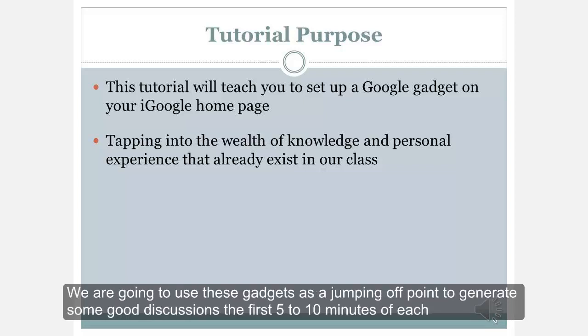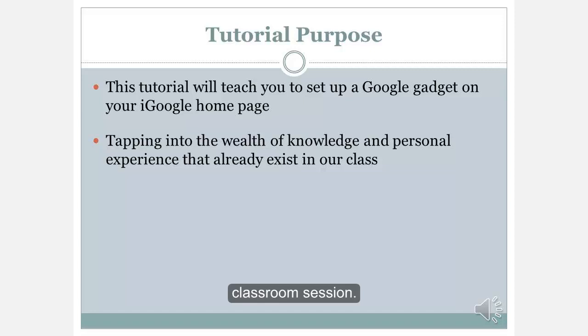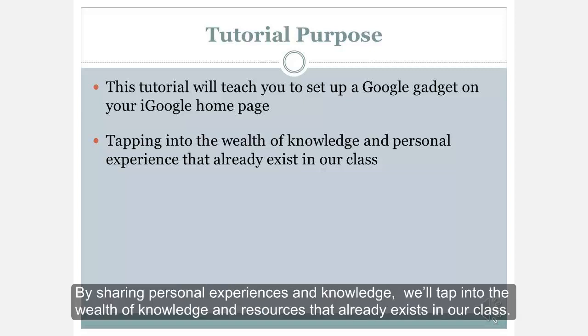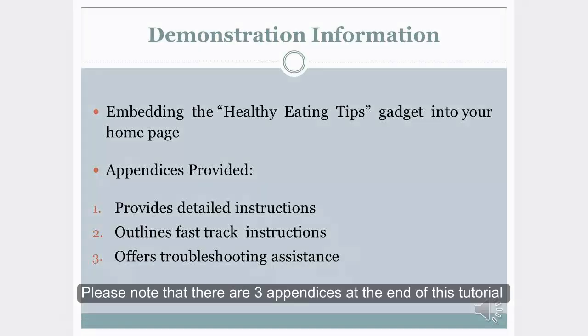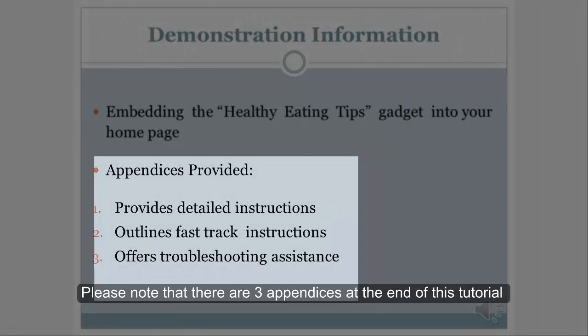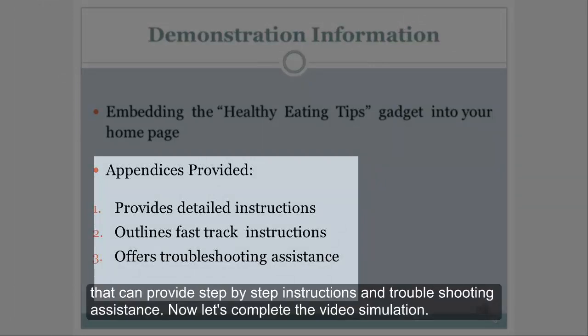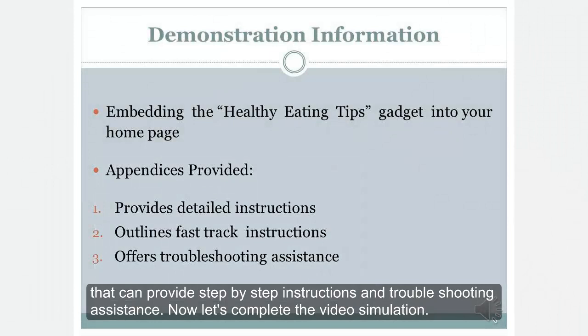We are going to use these gadgets as a jumping off point to generate some good discussions in the first 5 to 10 minutes of each classroom session. By sharing personal experiences and knowledge, we'll tap into the wealth of knowledge and resources that already exist in our class. In this next sequence, I will demonstrate how to embed the Healthy Eating Tips gadget into your home page. Please note that there are 3 appendices at the end of this tutorial that can provide step-by-step instructions and troubleshooting assistance. Now let's complete the video simulation.